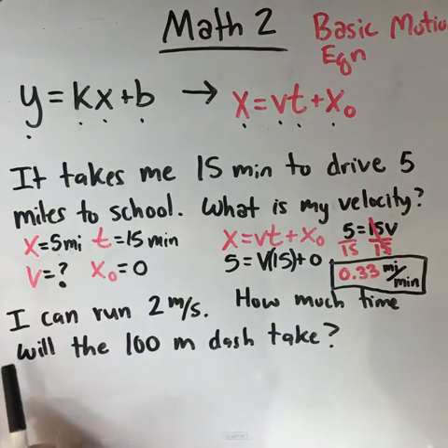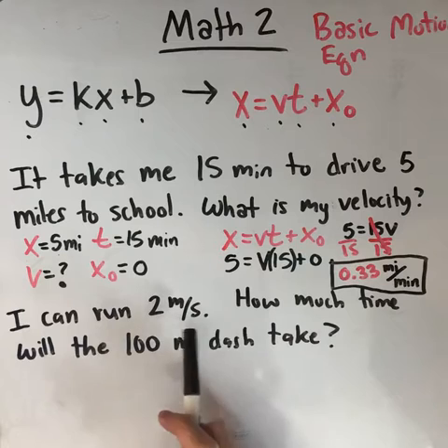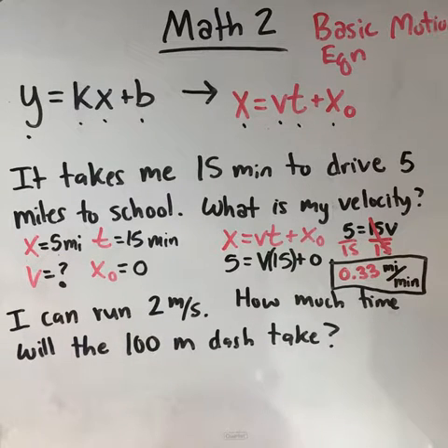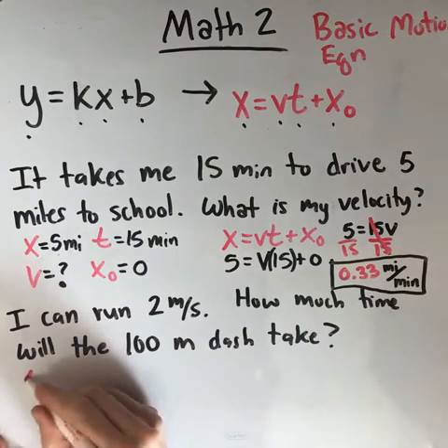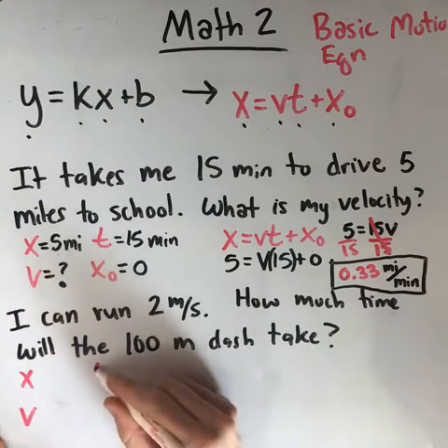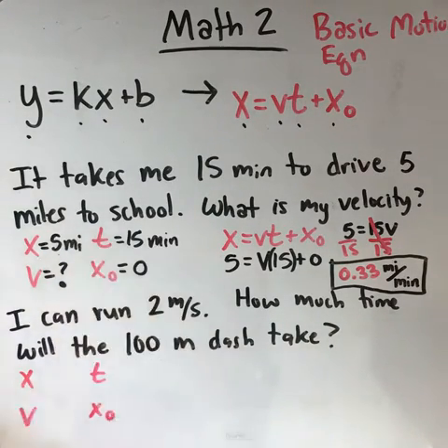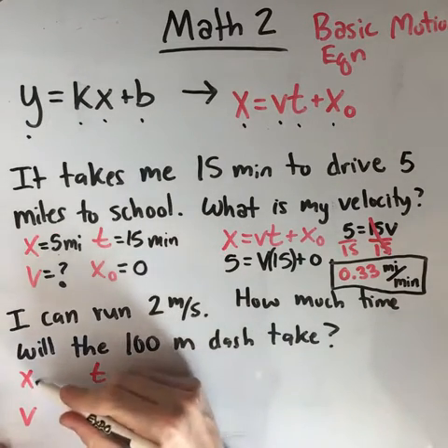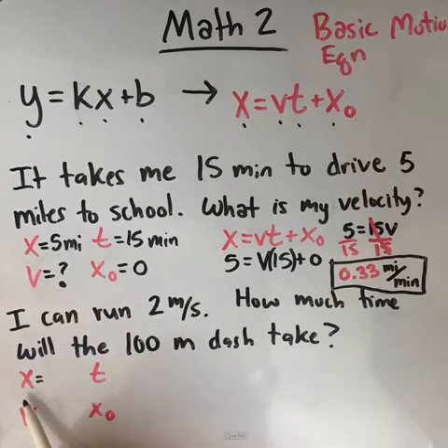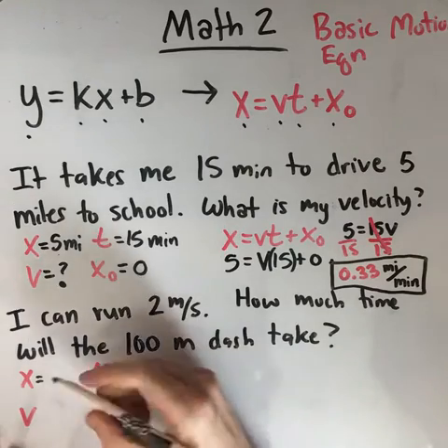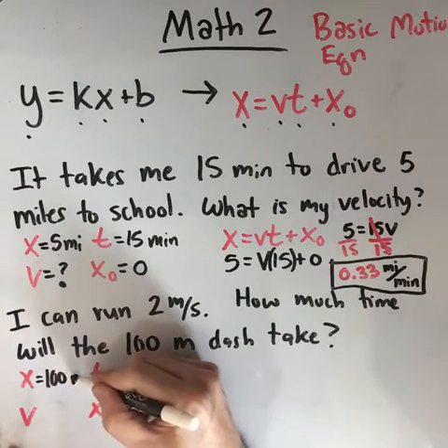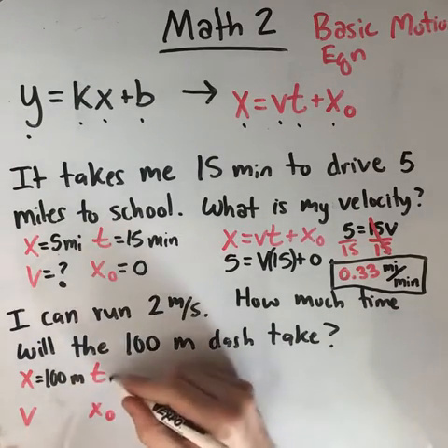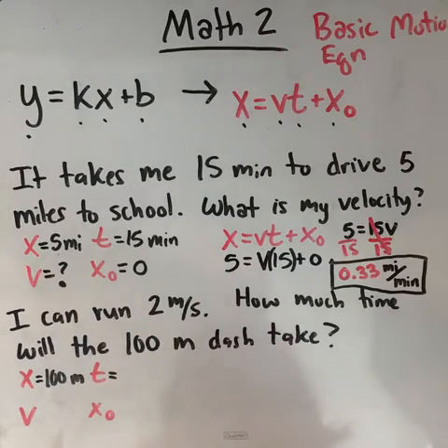Let's try another one. I can run 2 meters per second. How much time will the 100-meter dash take? So I'm going to list my letters. There are 4 letters in the equation. X is the position. It tells me it's a 100-meter dash. T is the time. I don't know how much time.